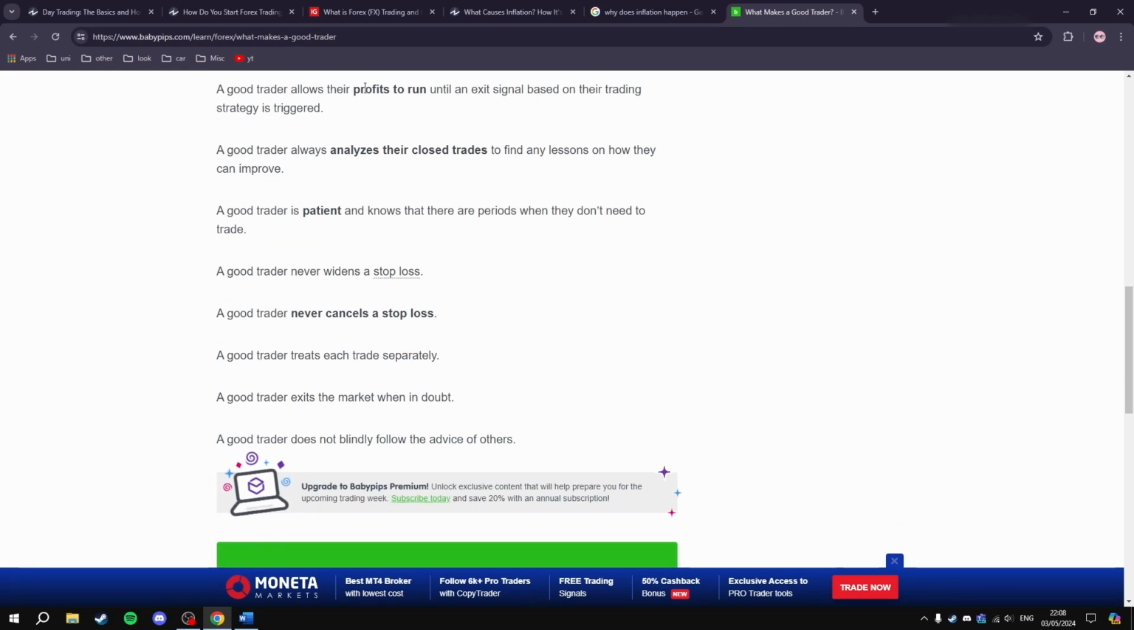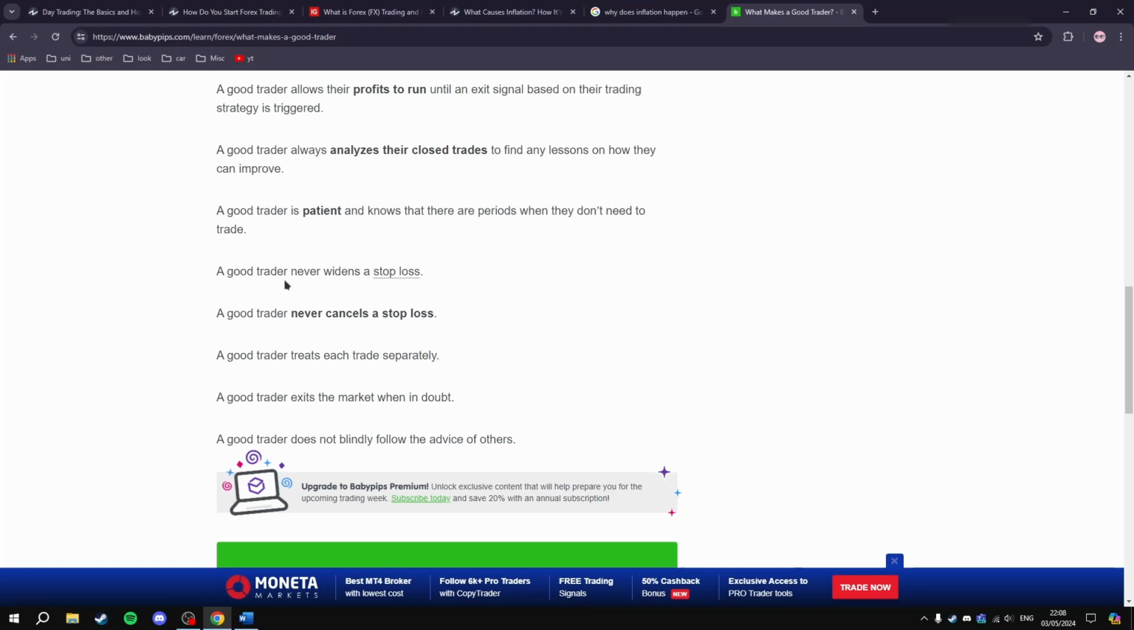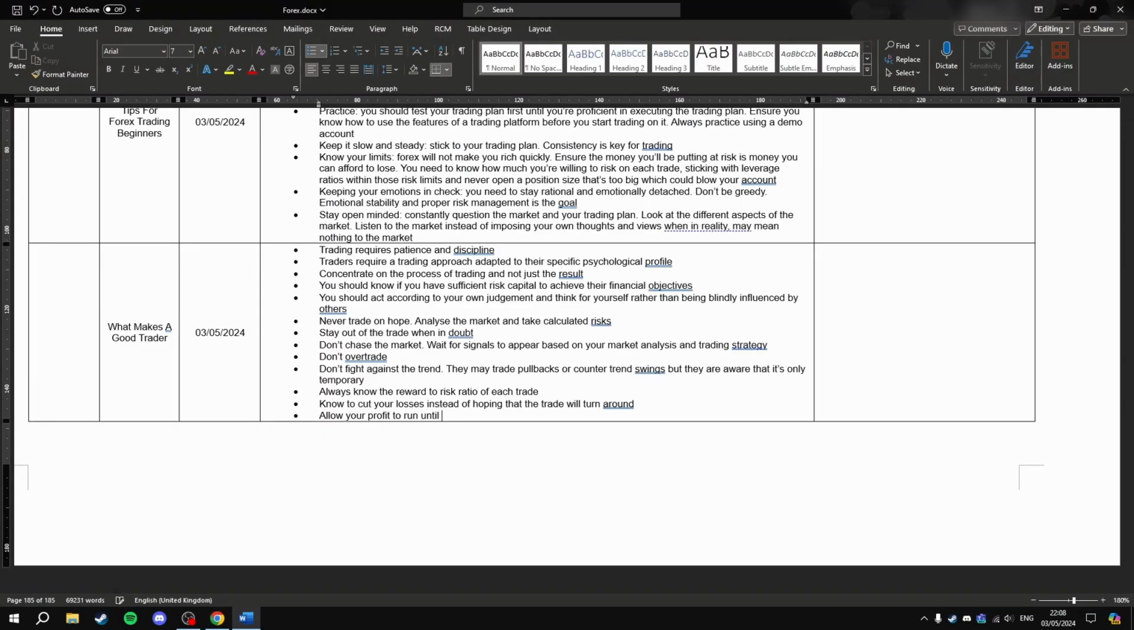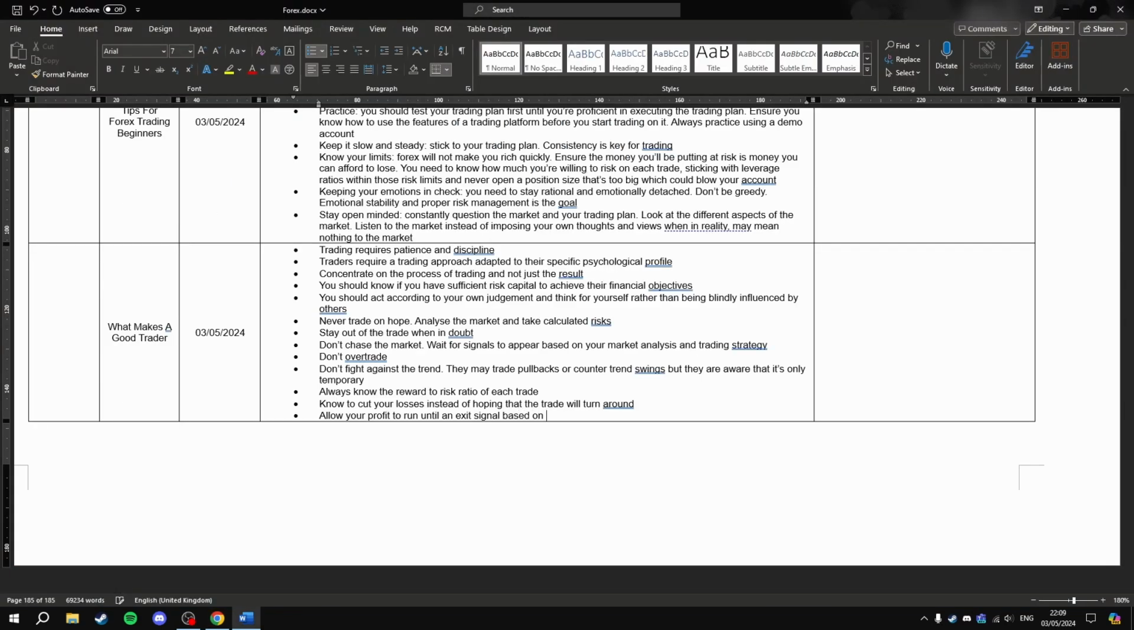A good trader allows their profits to run until an exit signal based on their trading strategy is triggered. Allow your profit to run until an exit signal based on your trading strategy is triggered.